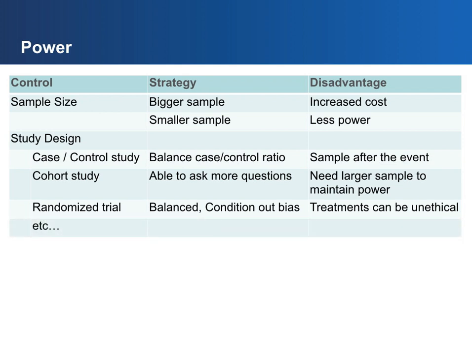You have a case control study that will balance your case control ratio. But again, the disadvantage is that you're sampling after the event. A cohort study can be really nice. You have a much richer data set, but it's going to cost more because you need a larger sample to be able to have the same amount of power that you would with a case control study. Statistical power, that is. For a randomized trial, this is really nice because you can condition out bias.